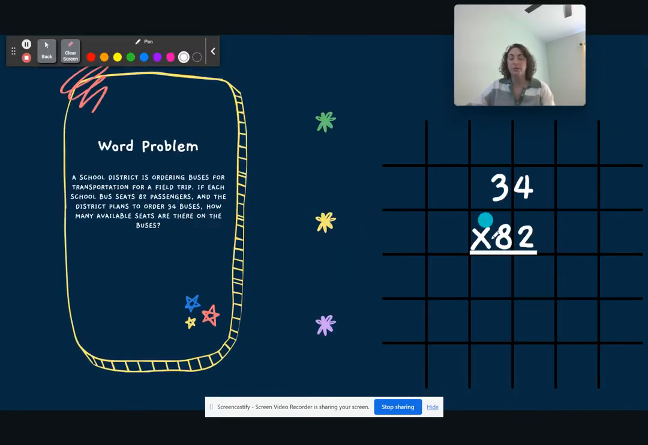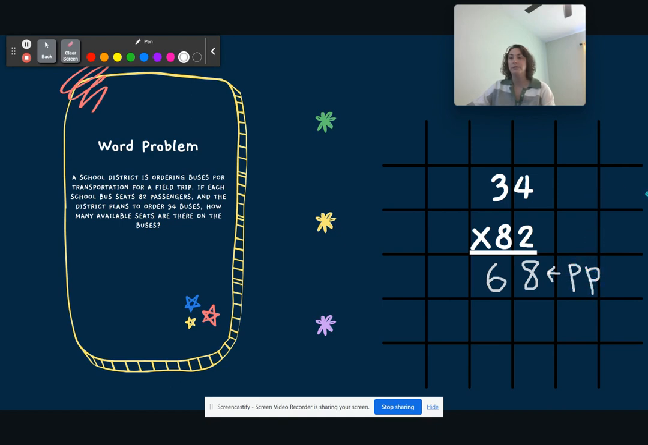So here is our problem written out for us to solve. It is nicely organized. Our ones are stacked, our tens are stacked, and we are ready to solve. We are going to start by multiplying the ones digit in the first factor by the ones digit in the second factor. 4 times 2 equals 8, and we are writing an 8 right there in the ones place. Next, we're going to multiply the tens digit in the first factor by the ones digit in the second factor. 3 tens times 2 is 6 tens, so we're going to add a 6 here in the tens place. 68 is our first partial product.